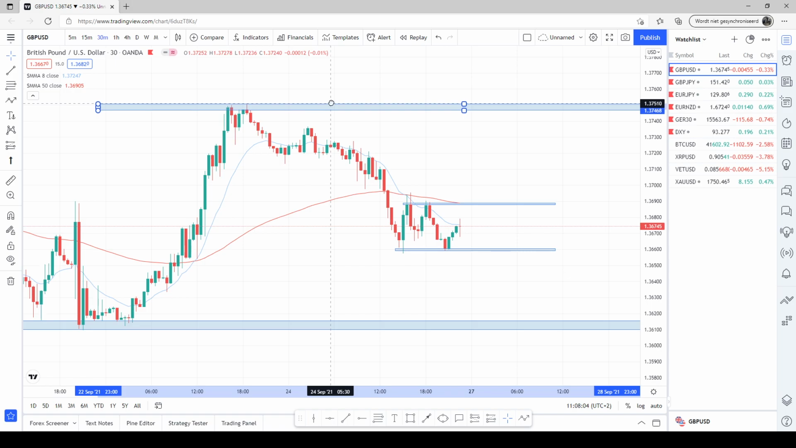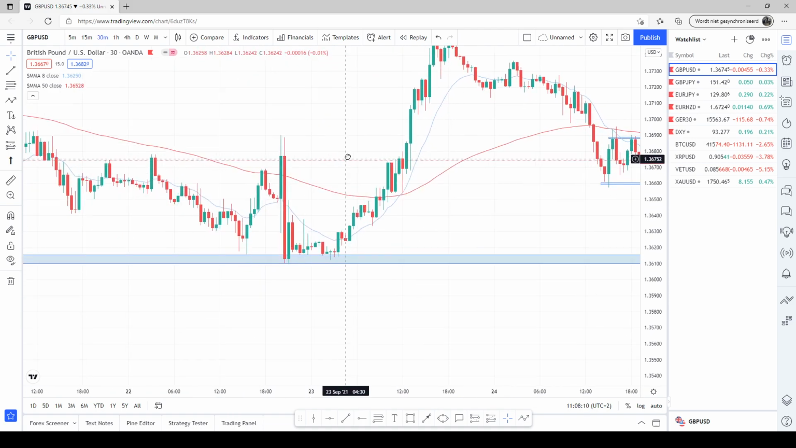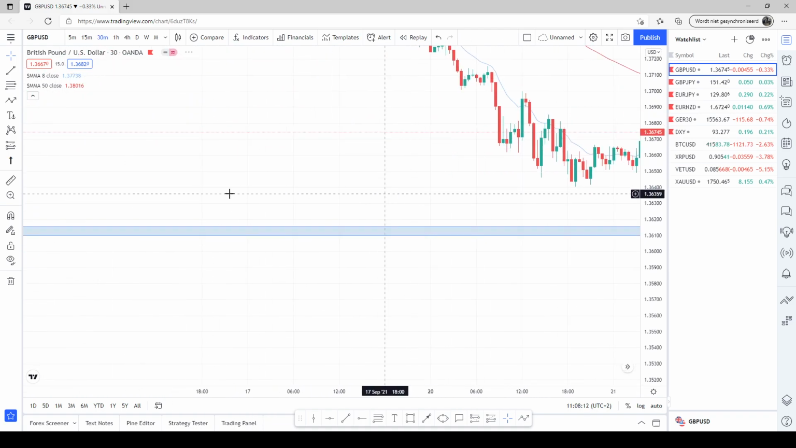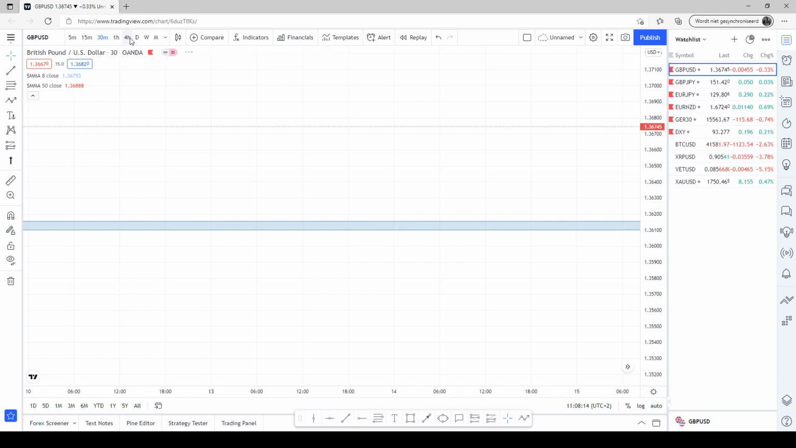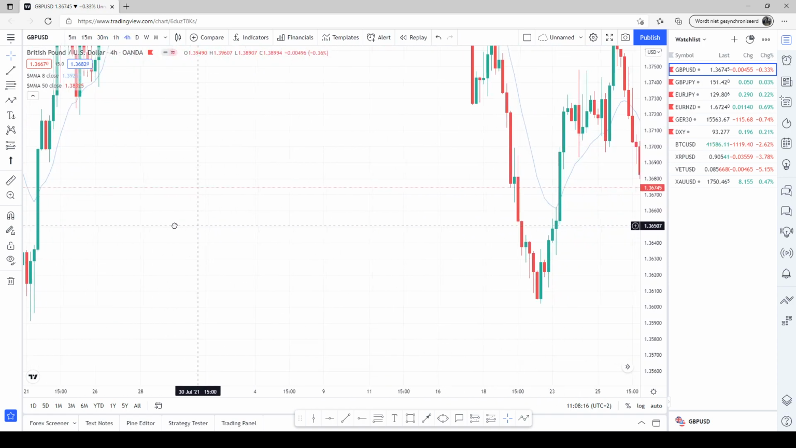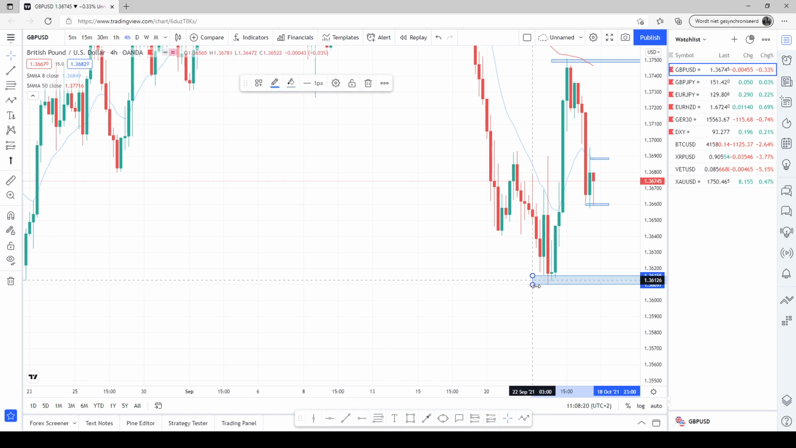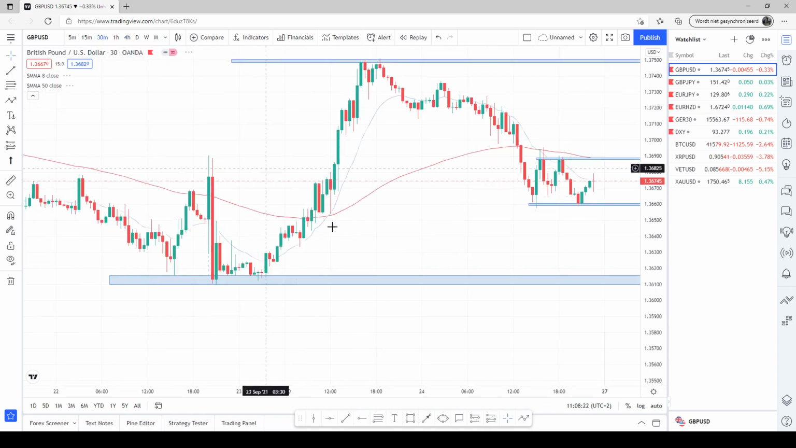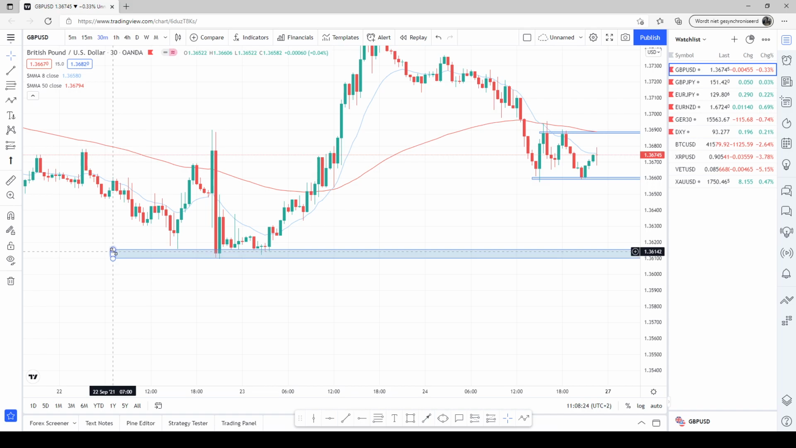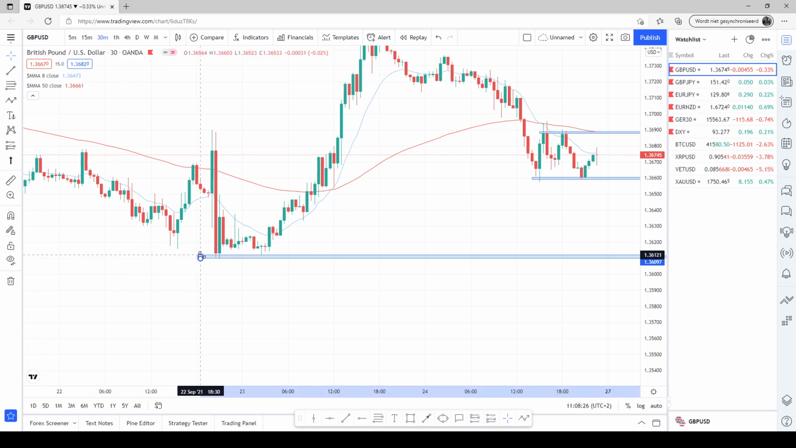When I mark up my zones, I keep my zones not as small as possible, but I like to keep them very thin. Let me see. Right, go to the 30-minute time frame just to adjust it like this. Keep them small.